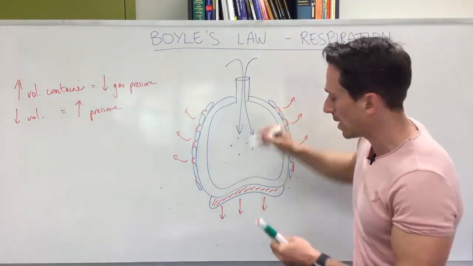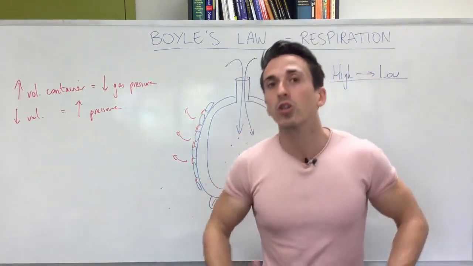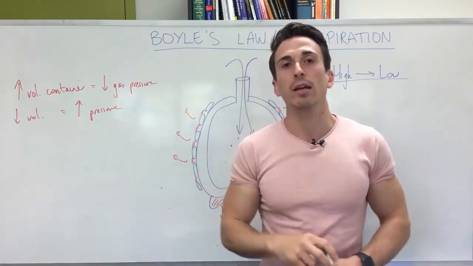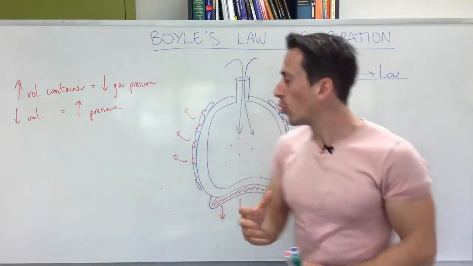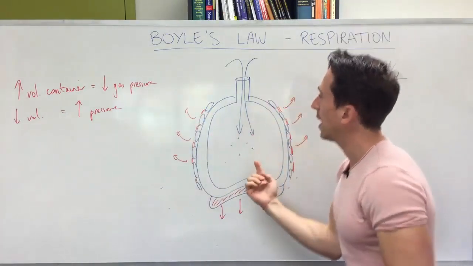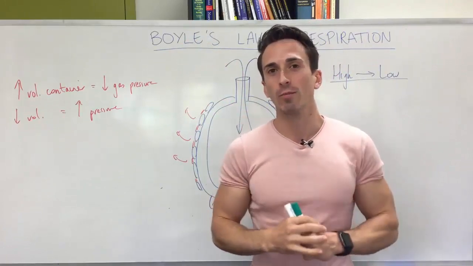So what I'm basically telling you is the more muscles we recruit to increase the thoracic volume, the more air we will inspire into our lungs. Now obviously when we relax these muscles, the volume will decrease and that air will be pushed straight back out. This is the clinical relevance of Boyle's law.